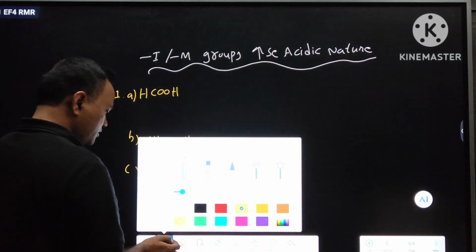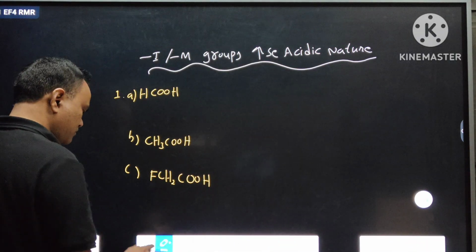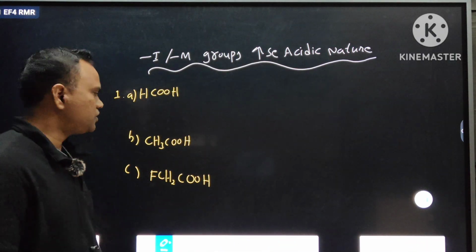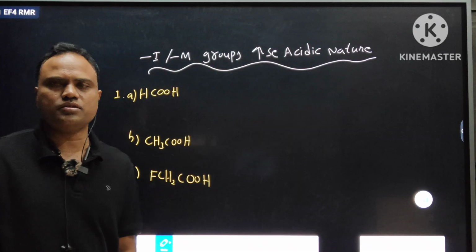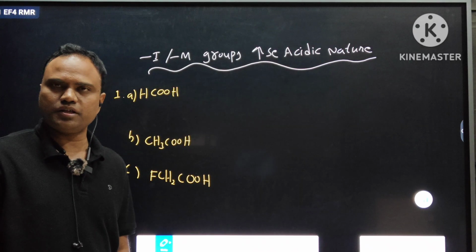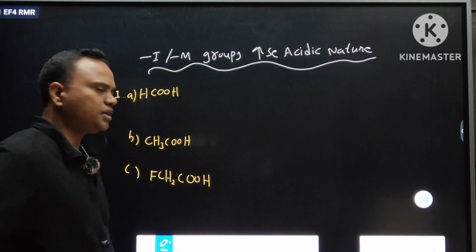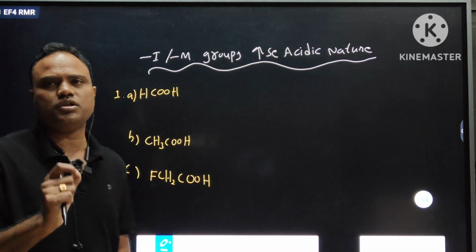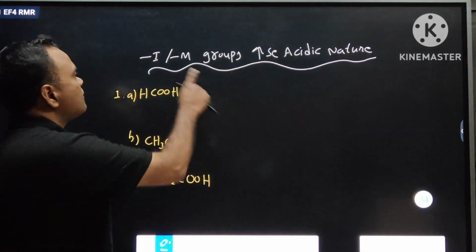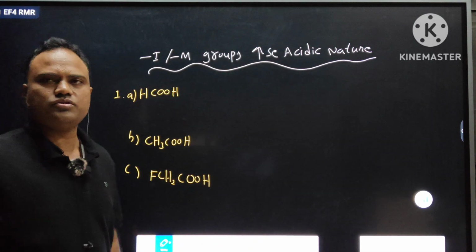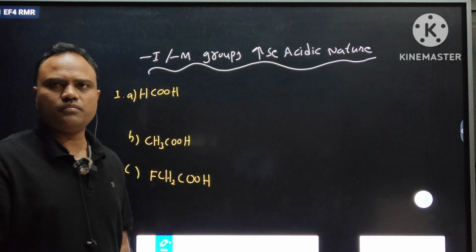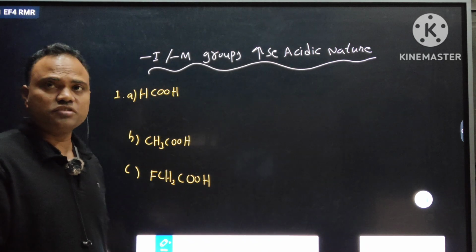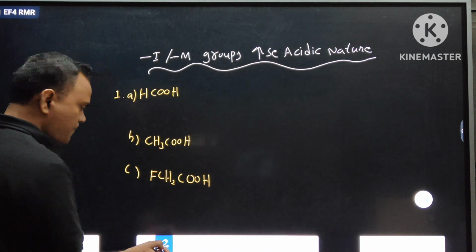This is an NCERT example only. Formic acid, acetic acid, fluoroacetic acid. Names are also important. Yesterday I gave the names. First we have to check the minus I group, because minus I, minus M groups increase acidic nature. Locate where minus I is present and where plus I is present.